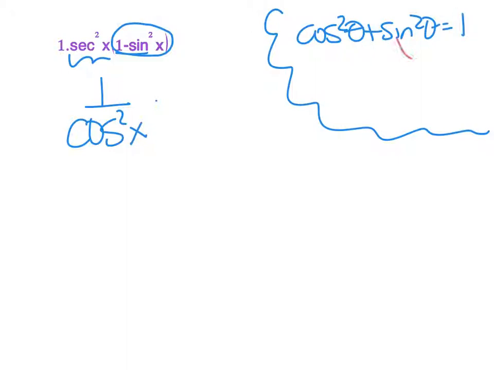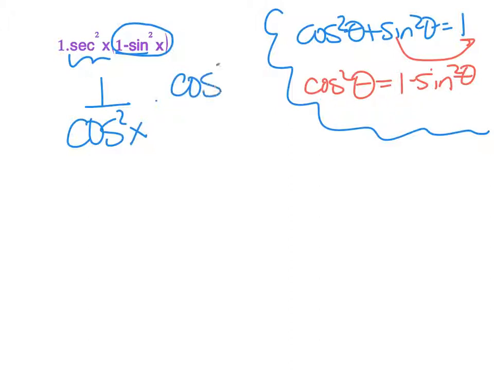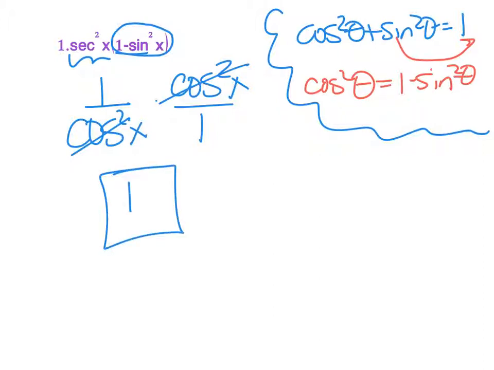So if I want 1 minus sine squared, this is one of those ones that I manipulated. So anywhere that you see a 1 minus sine squared, you can replace it with cosine squared and vice versa. So since I have a 1 minus sine squared, I'm going to replace that with cosine squared. And any whole number or whole expression you can put over 1. And your cosine squareds cancel, and you end up with 1.